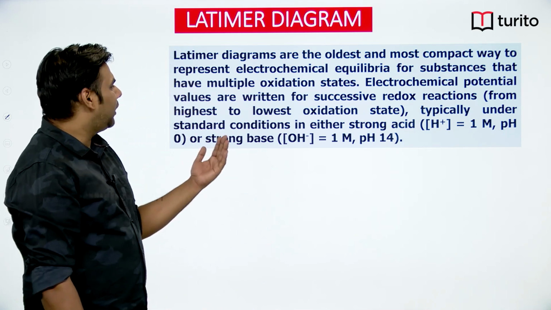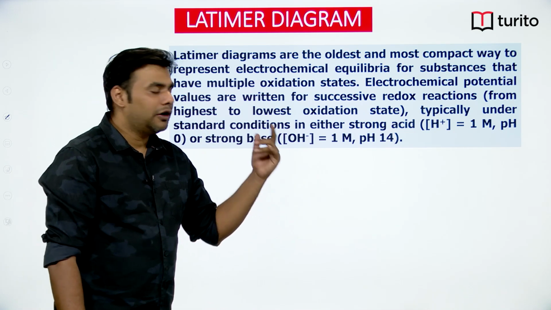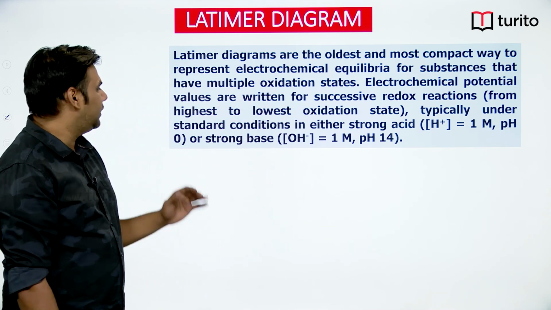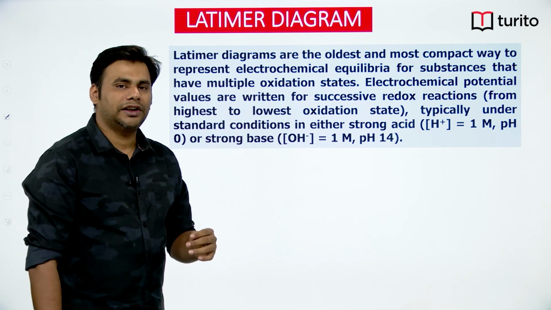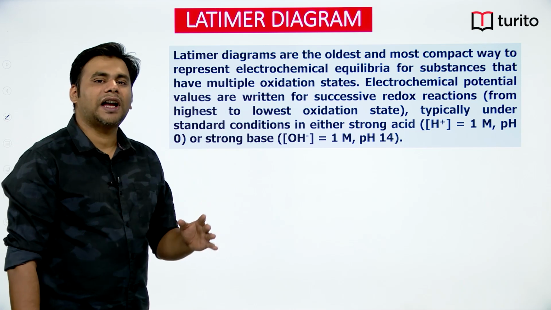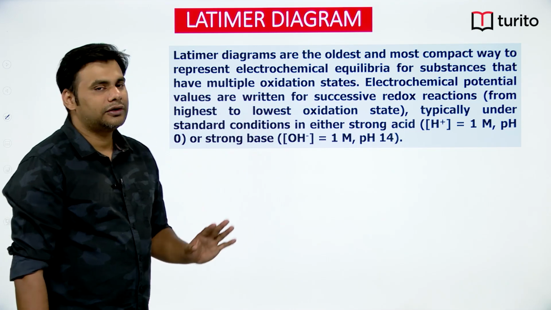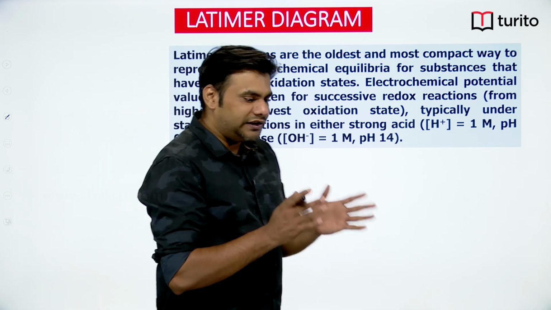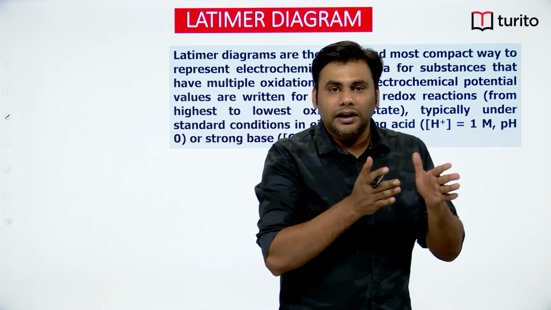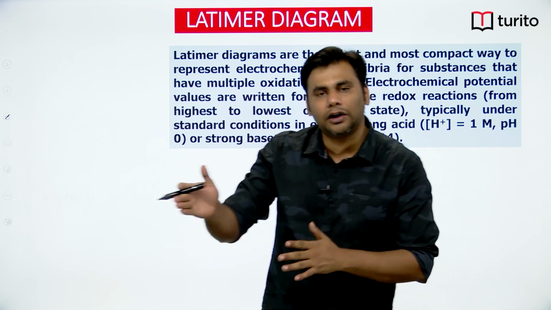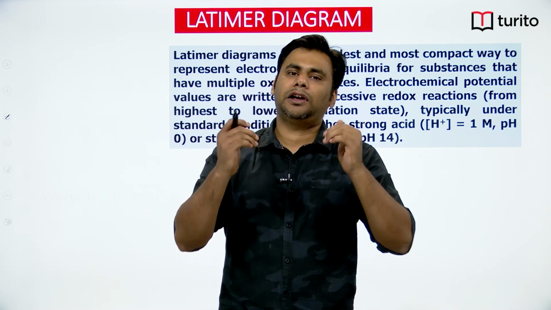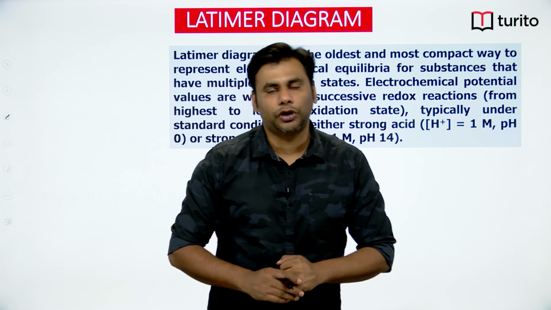Electrochemical potential values are written for successive redox reactions from highest to lowest oxidation state, typically under standard conditions in either strong acid or strong base. So basically, a Latimer diagram is the representation of different redox reactions with respect to their standard reduction potentials.